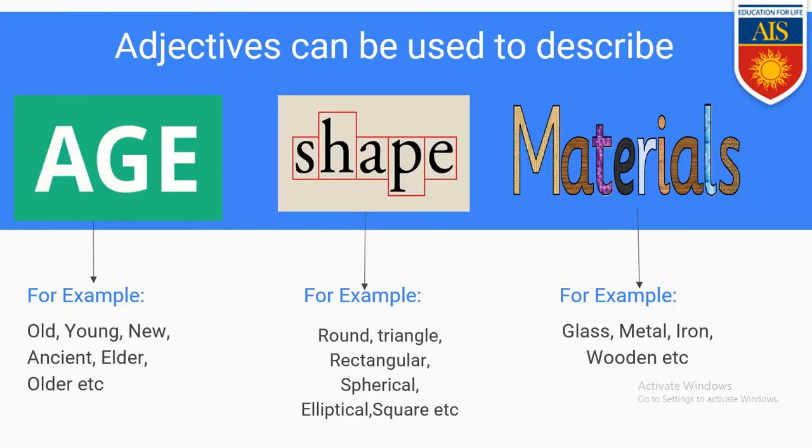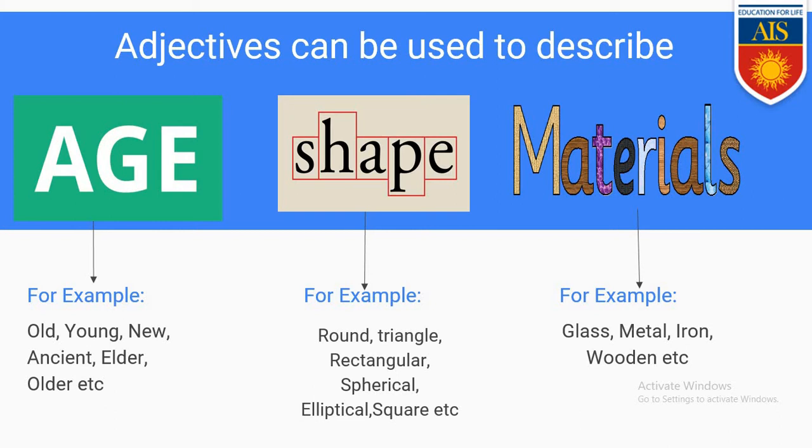Adjectives can also be used to describe age, shape and materials of the noun. What is the age of the noun? Is the noun old or young, new or ancient or elder? To know about the age of the noun, we use these adjectives. Next is shape. What is the shape of a noun? Is the noun round, triangular, rectangular, spherical, elliptical? To know about the shape of a particular noun, we use adjectives.